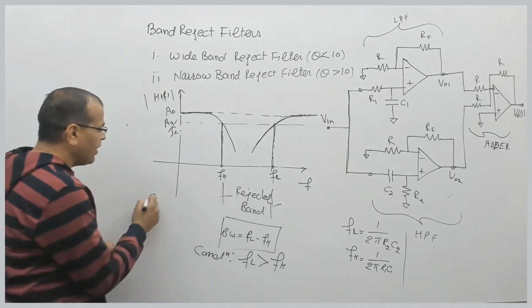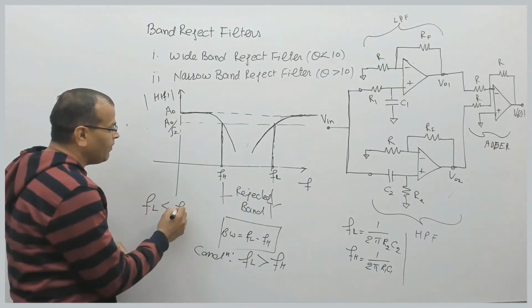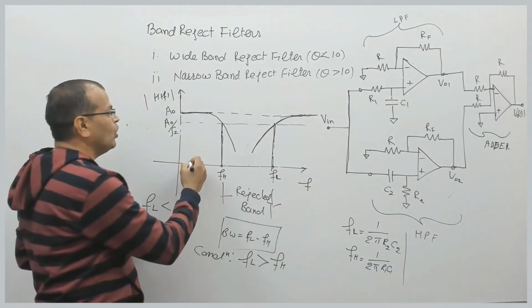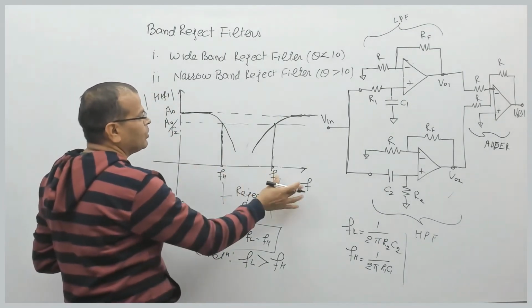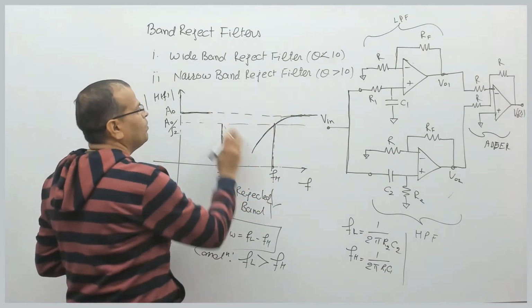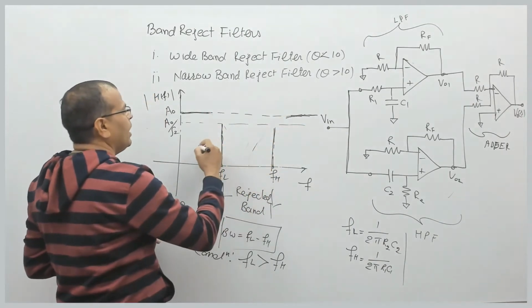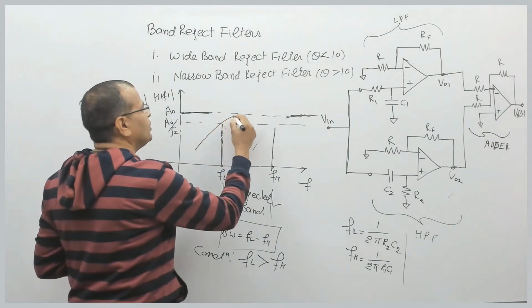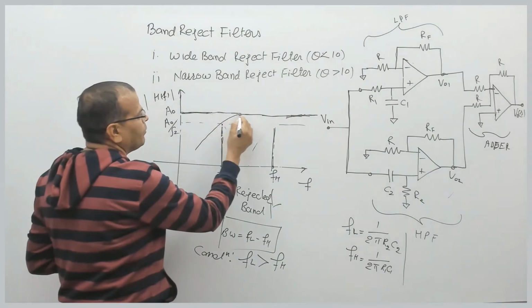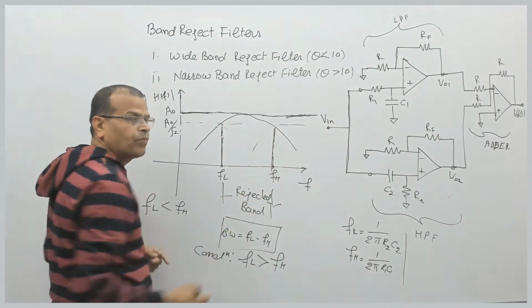What will happen if I select FL less than FH? What will happen if this becomes less? Suppose this is FH, this is FL. Please see carefully. This will attenuate the frequencies up to here. It will allow to pass above this, and this will attenuate the frequencies below this.